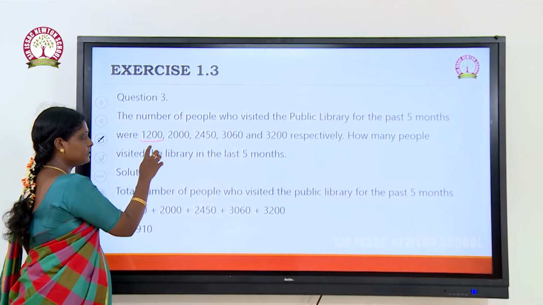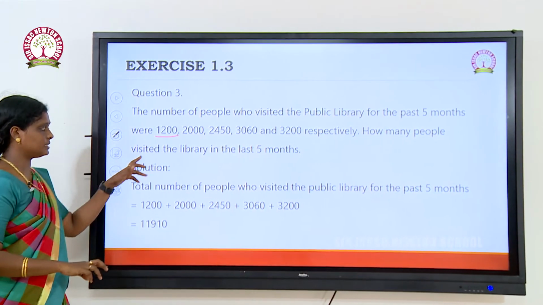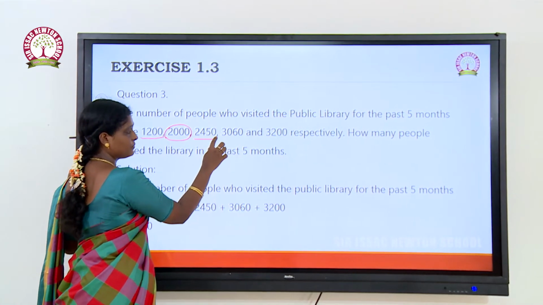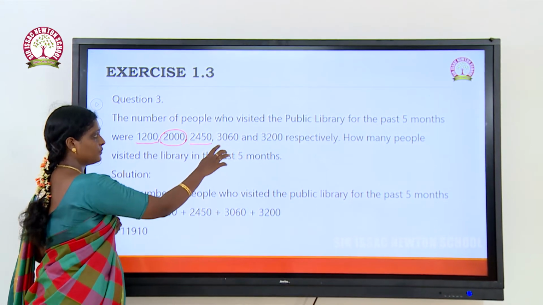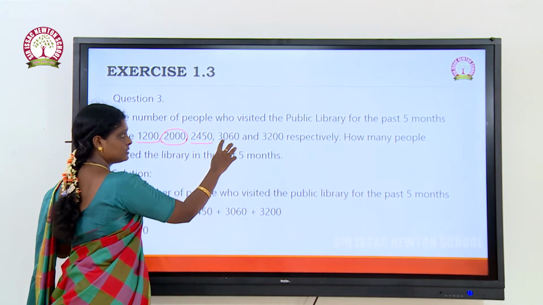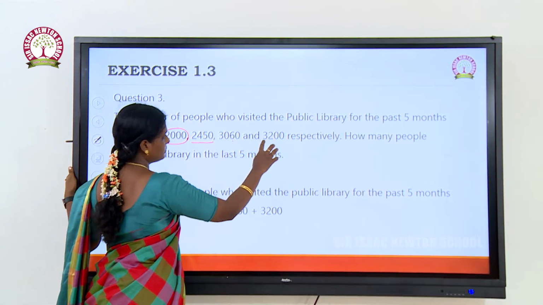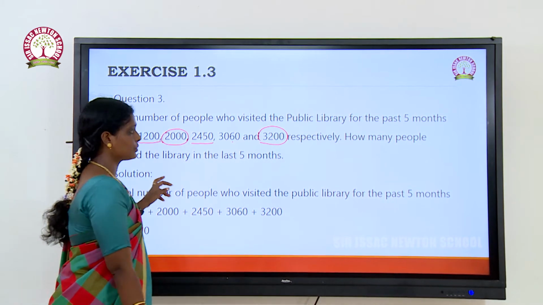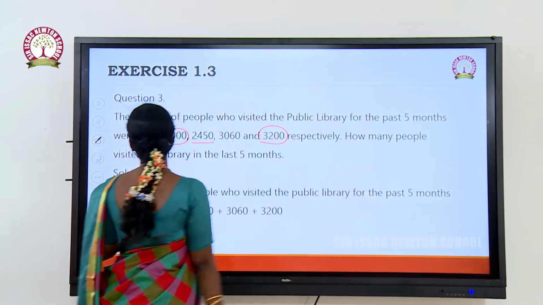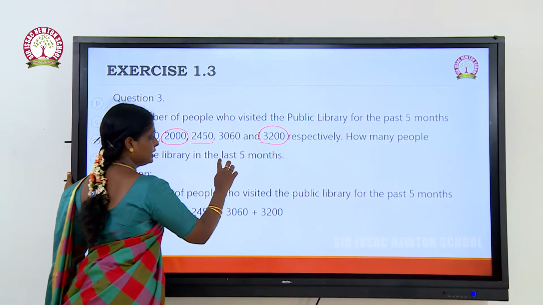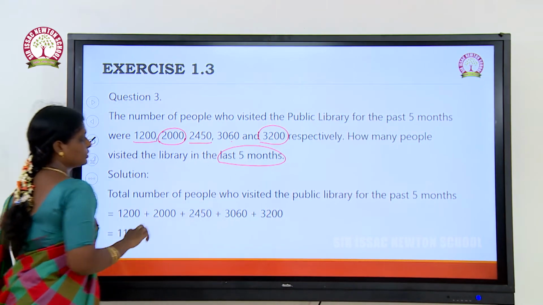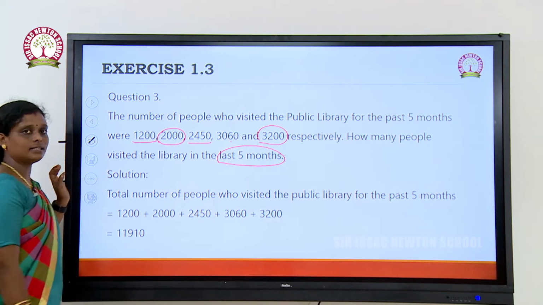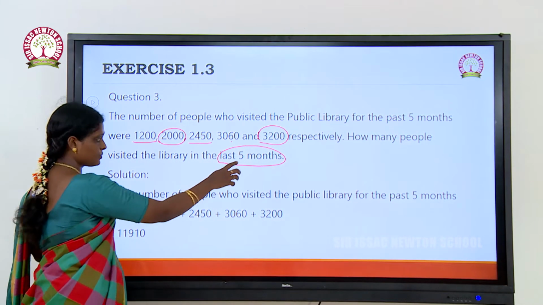In the first month 1200 people visited the library, and then 2000, and then 2450. In the fourth month 3060, and in the fifth month 3200 people. Now the question is, how many people visited the library in the last 5 months? So you have to find the number of people who visited the library in the last 5 months.